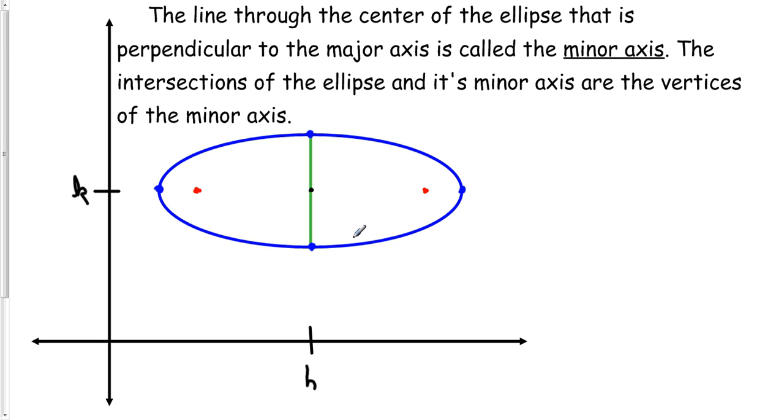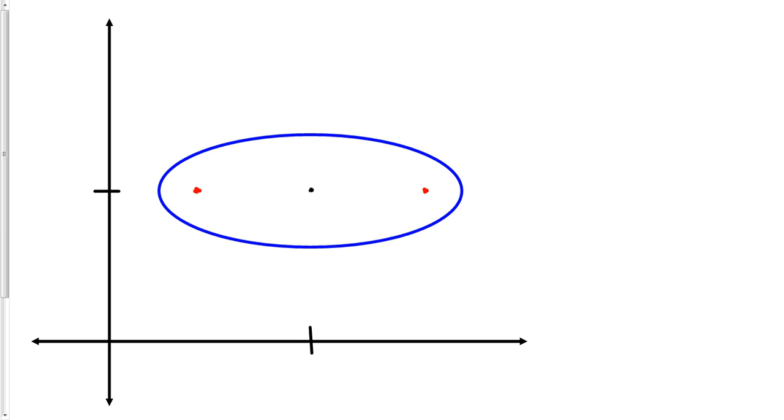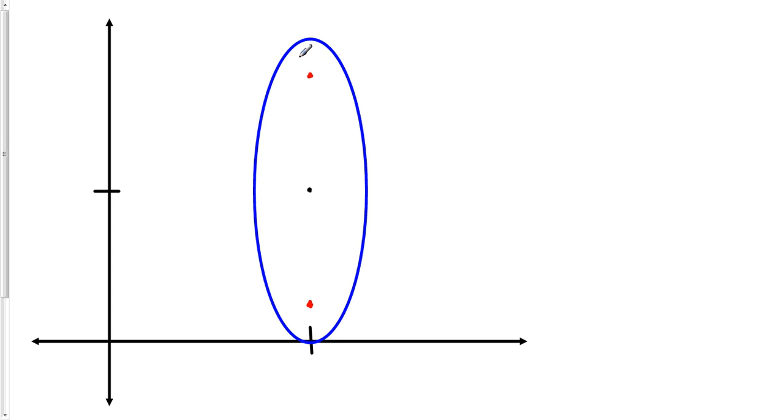Now we're seeing here that there are also vertices for what is called the minor axis, which also goes through the center, just like the major axis does, but it's perpendicular to the major axis. So if you have a horizontal major axis, that means your minor axis will be vertical. If you have a vertical major axis, that means your minor axis will be horizontal. Take a look here. Here is the major axis when it's vertical. This is what it would look like.